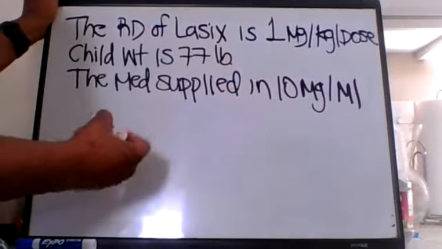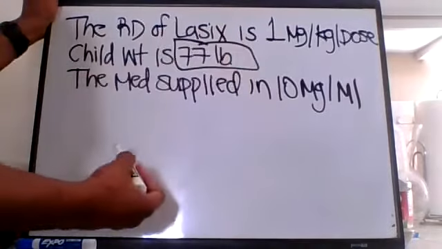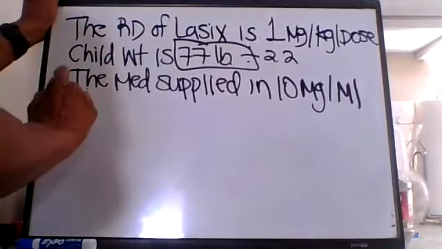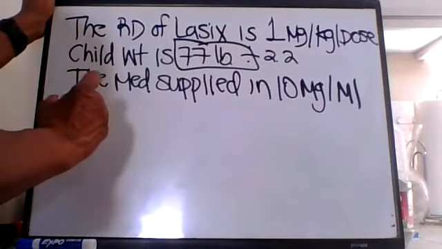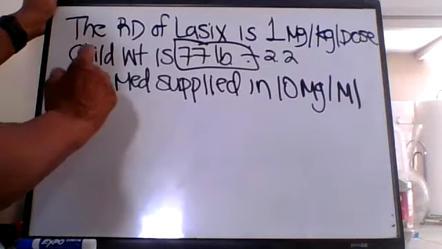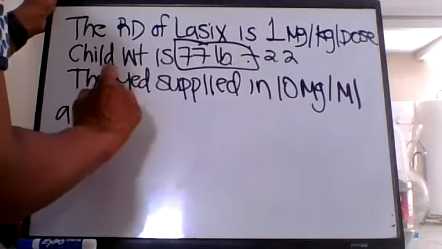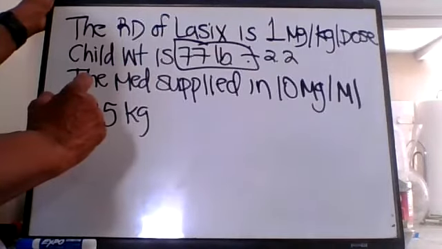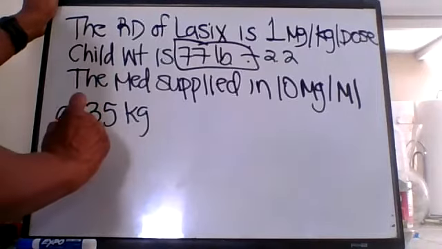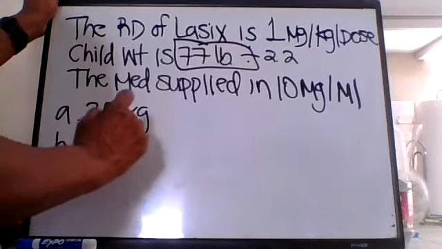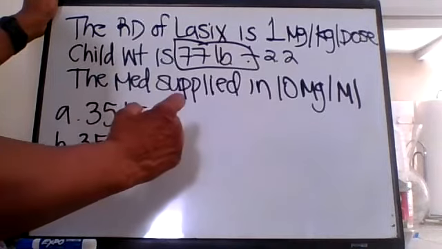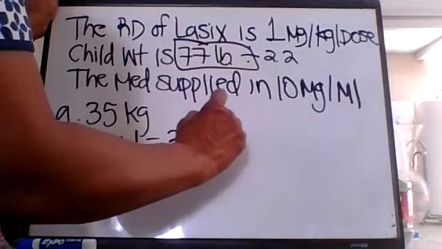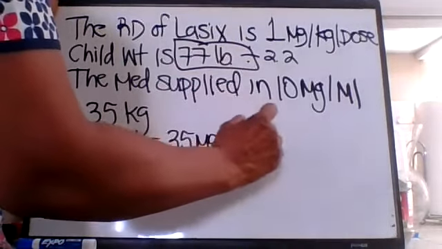Okay, so the first step is to convert the pounds to kilograms. We divide it by 2.2. And that gives us, what's that? 35, right? 35 kilograms. B is asking us to calculate the safe dose for this child. So we take our 35, our child's weight, and we multiply it by 1 milligram. We know that's going to be 35 milligrams per dose, right?